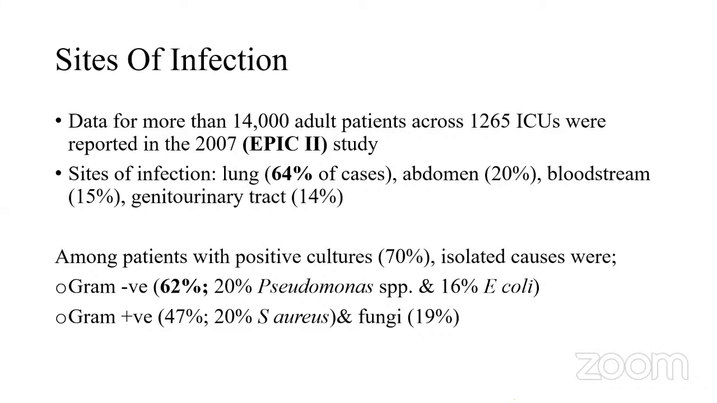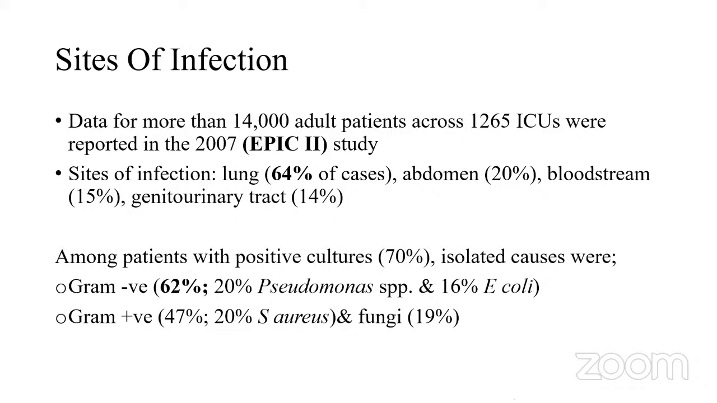It also goes on to say that among patients that had positive cultures, these patients were 70% of the total. So there is 30% that actually have infectious sepsis, but the isolates were negative. But among the 70%, we had gram-negative infections comprising 62%. And in that study, in their location, Pseudomonas species were the most predominant at 20%, followed by Escherichia coli at 16%.